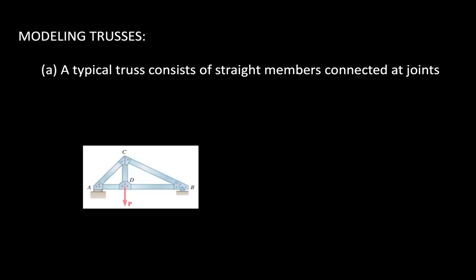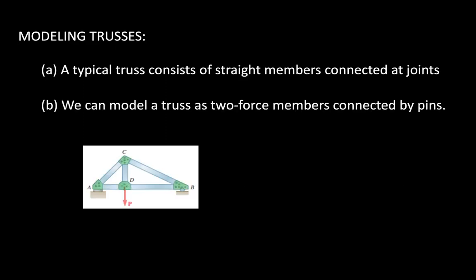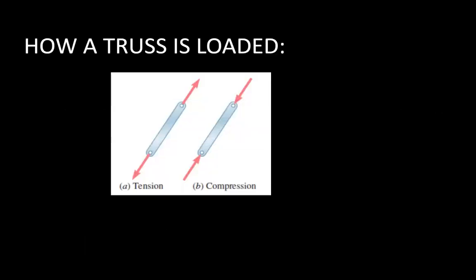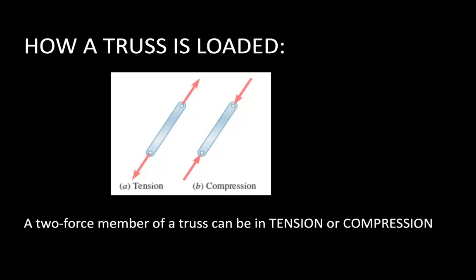Modeling trusses. A typical truss consists of straight members connected at joints. As you can see here, these are the joints. We can model a truss as two-force members connected by pins, replacing those joints by pins. How is a truss loaded? Well, a two-force member of a truss can be in tension or compression.